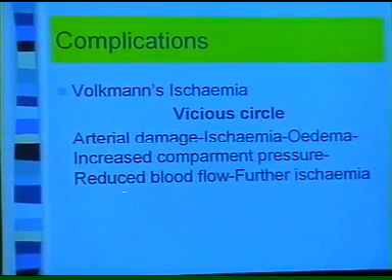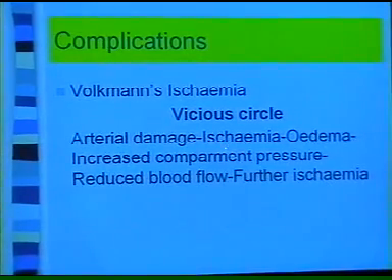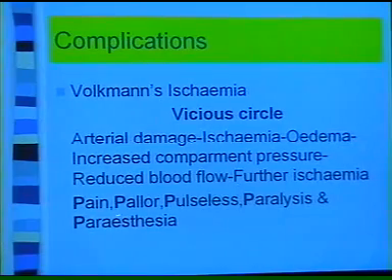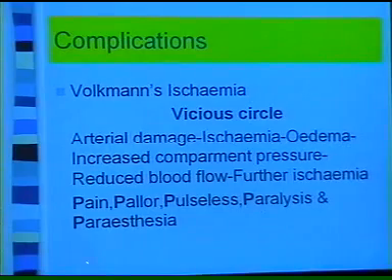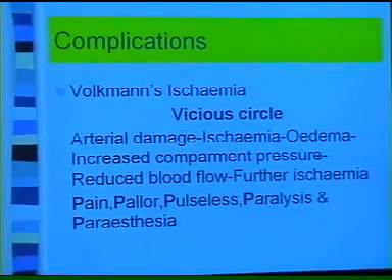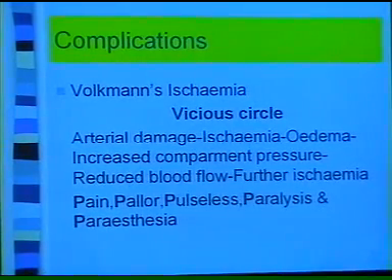The pressure reduces the local blood flow further. There's further ischemia. So this ischemia comes back here. So it starts again, edema increases. So this is a vicious circle, carries on until the muscles start to die and the patient's arm has severe pain, there's pallor, there's pulselessness, there's paralysis, and there's paresthesia. 5 P's of impending Volkmann's ischemia. As soon as the compartment syndrome develops, you need to take everything off and do the fasciotomy.